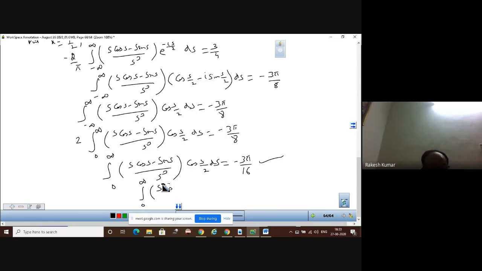So that will be equal to the integral of (x cos x minus sin x) upon x cube, times cos(x/2), dx, which is minus 3 pi by 16. So this is the output of the second part.